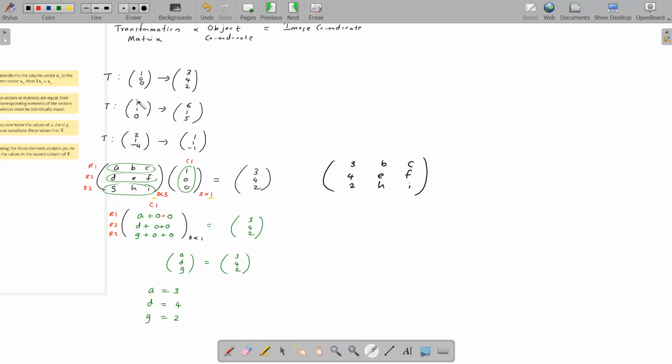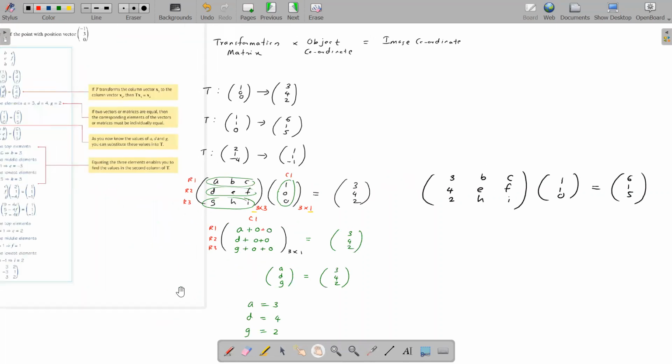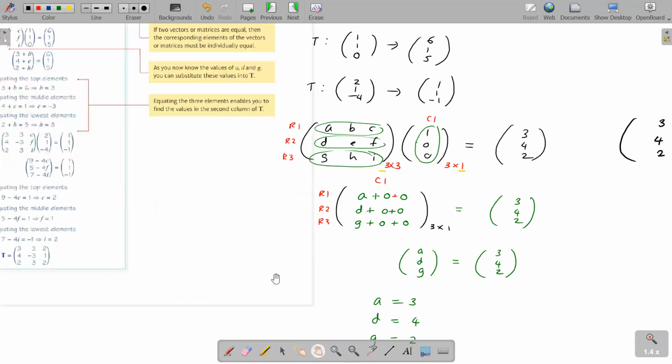Okay, so now as this is not a column of the identity matrix, the object coordinate is something else. Because of that, we will definitely have to manually work with it. This is 110 equals 615. Then again you need to open the bracket, so I think I'll just refer to the example. Let's look at this.